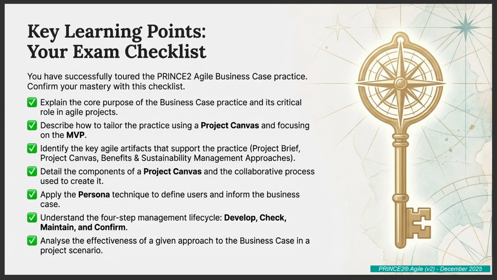Can you name the 4 key Agile artifacts, the brief, the canvas, and the benefits and sustainability management approaches, and explain how they are tailored for an Agile world? Detail the 8 components of a project canvas and walk through the 5-step collaborative process for creating one, especially how you find that sweet spot option. Can you apply the persona technique, detailing its key elements and the 3 guidelines, data-driven, collaborative, and focused, to show how it informs the business case?